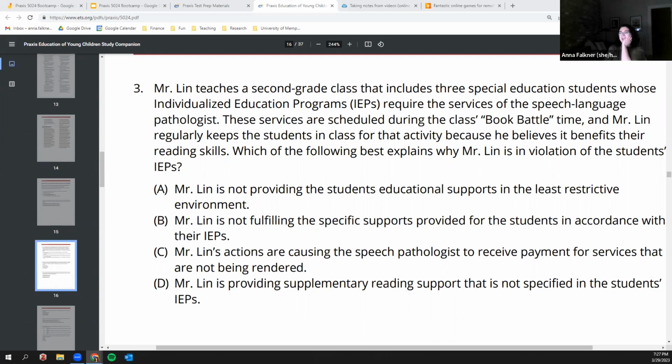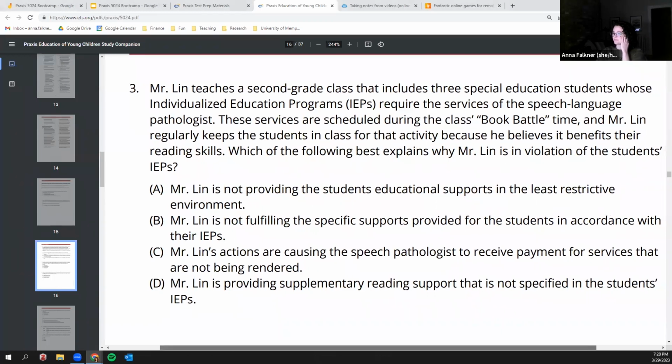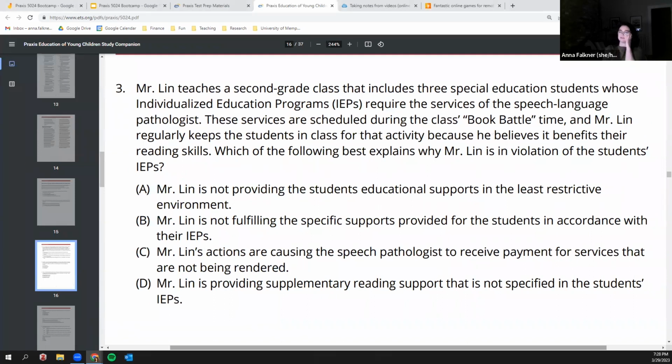All right, is it A, Mr. Lin is not providing the students educational supports in the least restrictive environment? Is it B, Mr. Lin is not fulfilling the specific supports provided for the students in accordance with their IEPs? Is it C, Mr. Lin's actions are causing the speech pathologist to receive payment for services that are not being rendered? Is it D, Mr. Lin is providing supplementary reading support that's not specified in the students' IEPs?